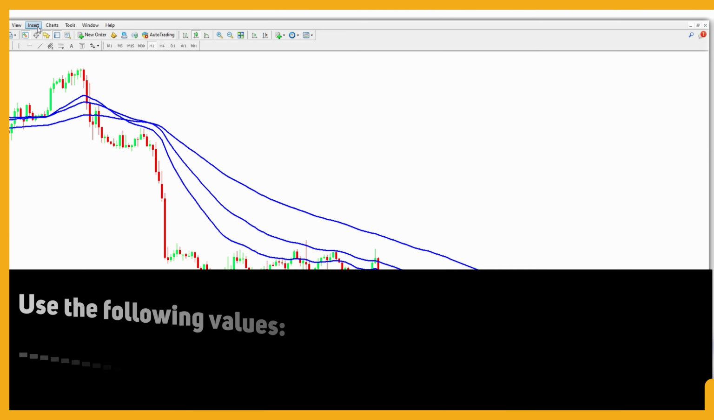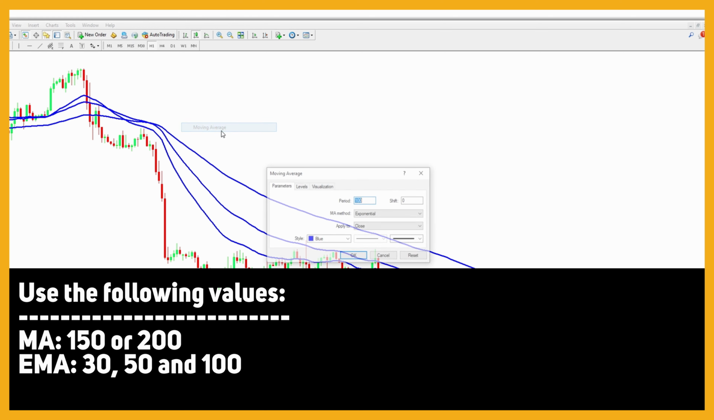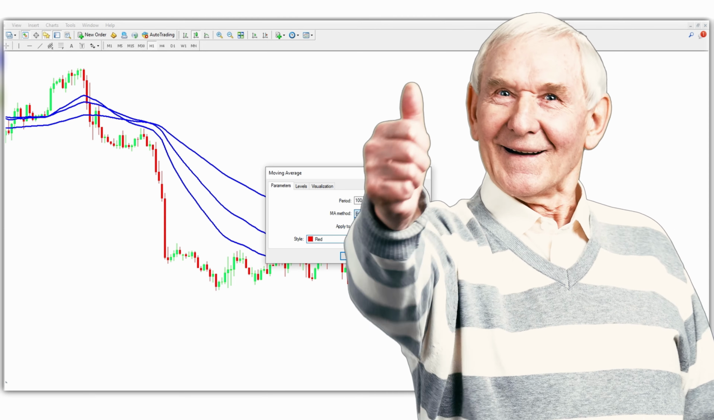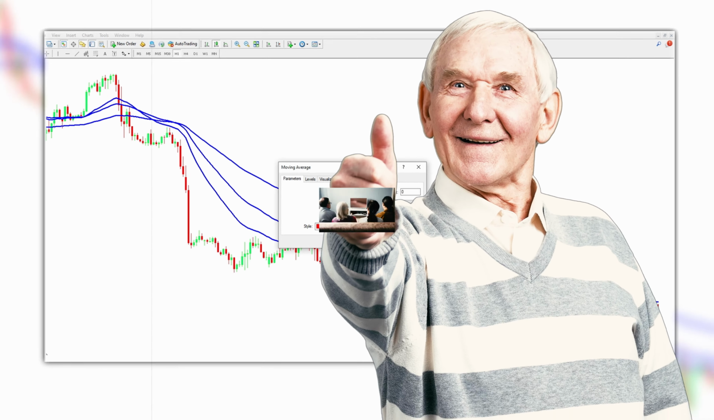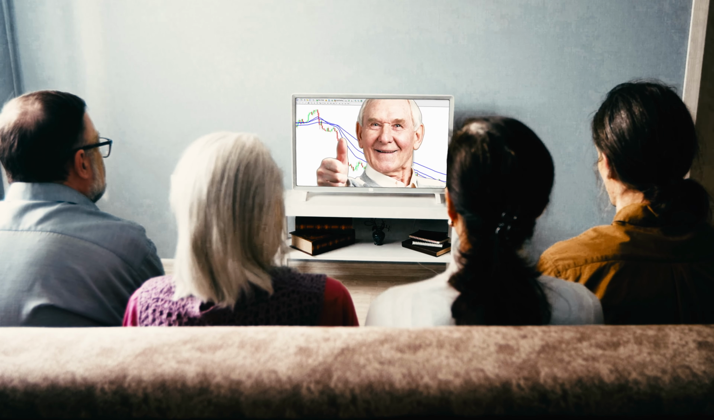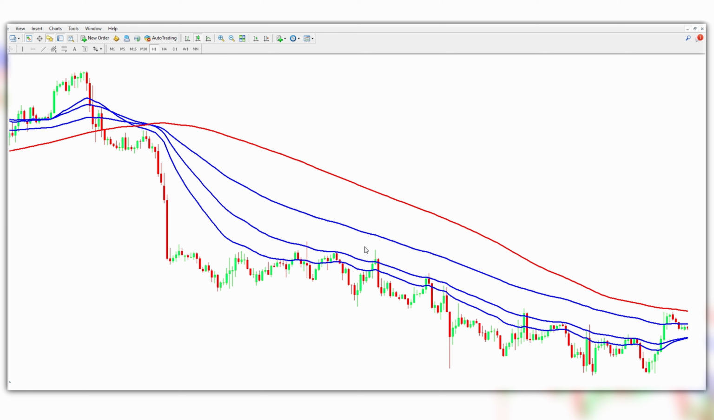Set several MAs and EMAs. Use a 150 or 200 value MA and 30, 50, and 100 value EMAs. The MA tracks the long-term trend, while your EMAs detect smaller changes. Think of MA as your grandfather, slow and steady. Your EMAs are the rest of your family, quick to react when something happens. When big news hits, your MAs and EMAs are ready to respond.